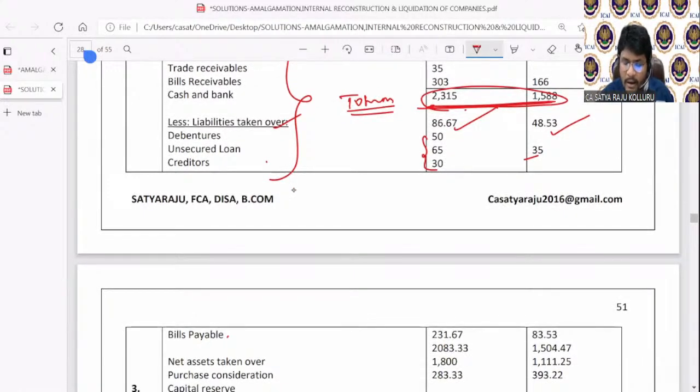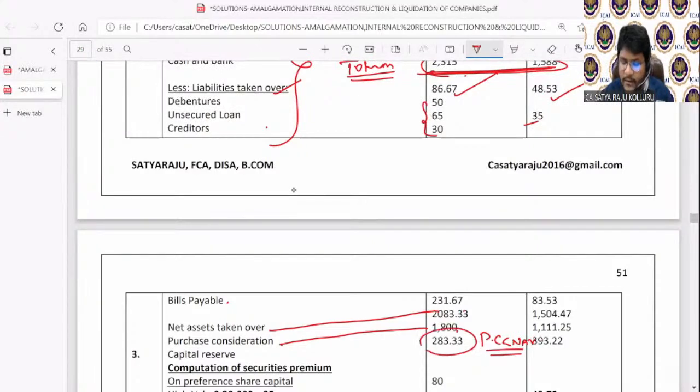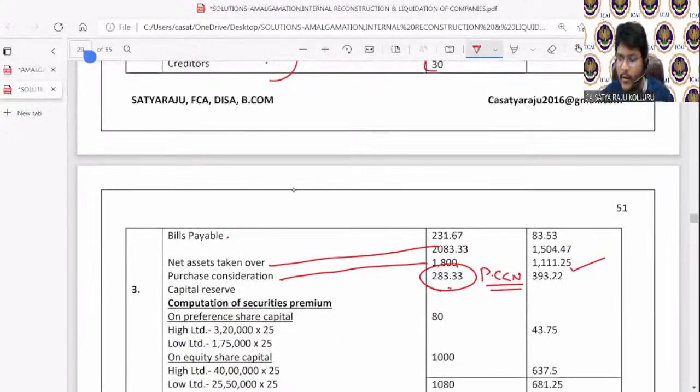Then they got net assets taken over at... sorry, 1 second. Here the jumbling happened. Purchase consideration is 1,800 and net assets taken over is 2083.33. If you compare PC with NAV, here the purchase consideration is less than NAV. That's why capital reserve arises. Here also, guys, purchase consideration is 1111.25 and the net assets taken over is 1504.47. Again, the purchase consideration is less than NAV. That's why again the difference you can derive as a capital reserve. So this is the amount of capital reserve in both the cases.